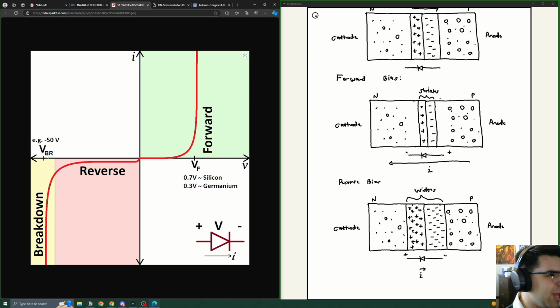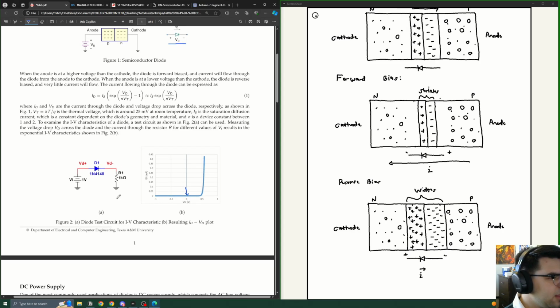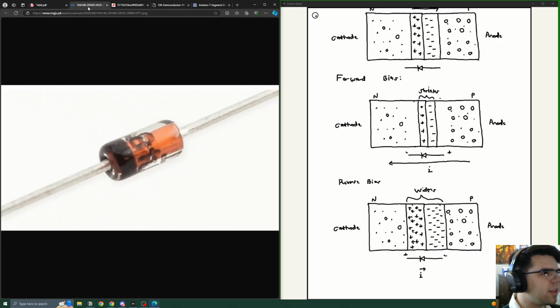So normally we don't ever want to let it get to the breakdown voltage. As long as the reverse bias does not exceed this voltage, then it will be able to successfully block current as best as it can. And this is just a basic circuit depicting that, and this is just a plot of this whole thing. And this is something that you guys will actually be doing in the lab. You will be asked to create this IV curve, and that's going to be done with this device.